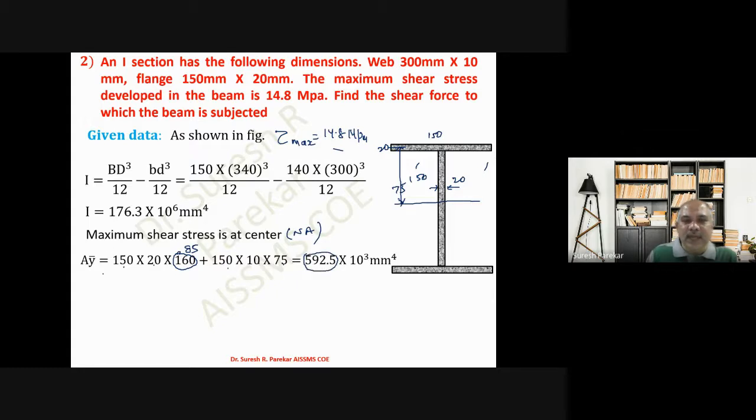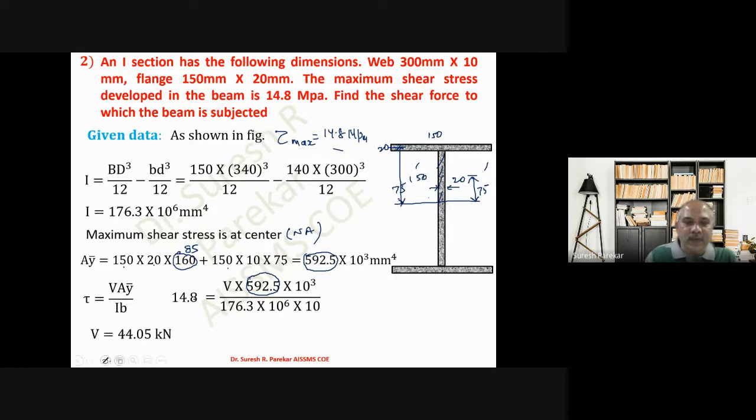And then Ay bar we get like this, because the neutral axis is at the center, and we have 150 into 20 for Ay bar, and below we have 150 into 10, of this portion. From the center this is again 750, and that will be Ay bar. Then tau is very simple, VAy bar upon Ib, and we substitute the value 14.8 for tau max. We have to find V. You have to correct this value, and from whatever value I have, I got V as 44.05 kilonewton.